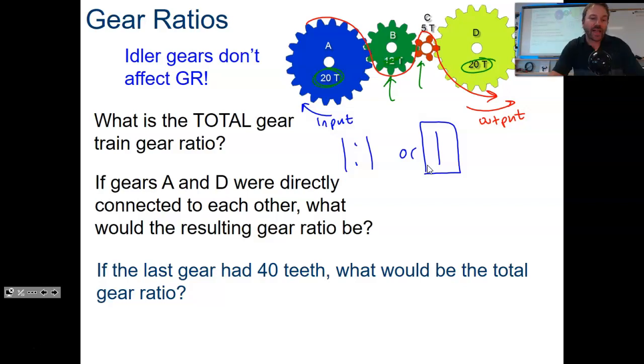And then if the last gear had 40 teeth, what would the total gear ratio be? Remember, it's out divided by in, so 40 divided by 20. This would have a 2-to-1 gear ratio.